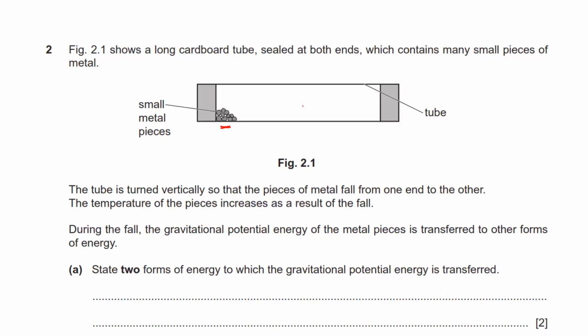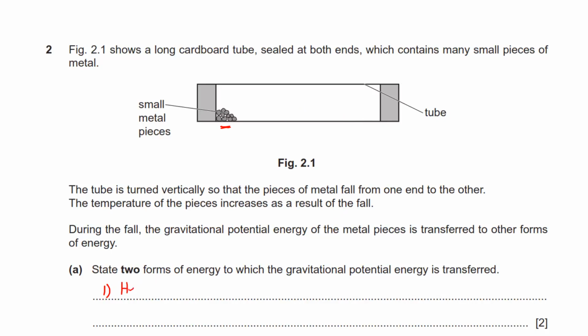And in this case, what happens is that the potential energy changes. So these pieces of metal fall from one end to the other end, and that will change the gravitational potential energy of these metal pieces into kinetic energy. Some sound will be produced, and the temperature of the pieces is also rising. So we know now three forms of energy.